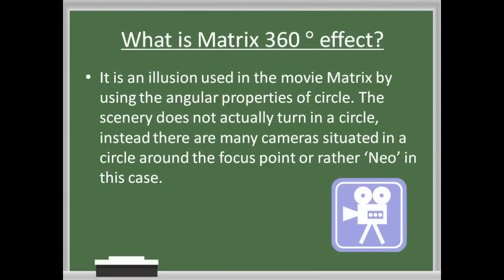So what is the Matrix 360-degree effect? It is an illusion used in the movie Matrix by using the angular properties of a circle. The scenery does not actually turn in a circle, but instead there are many cameras situated in a circle around the focus point, or rather the man who was shot in the leg.